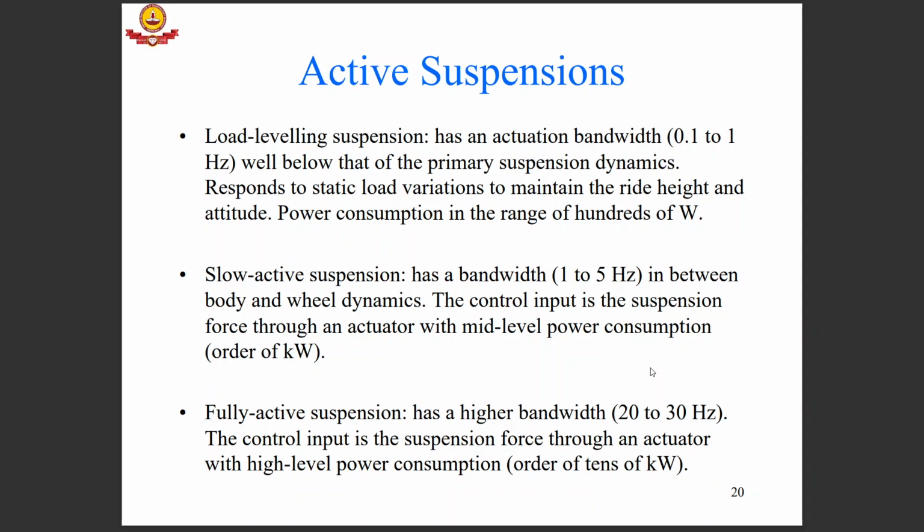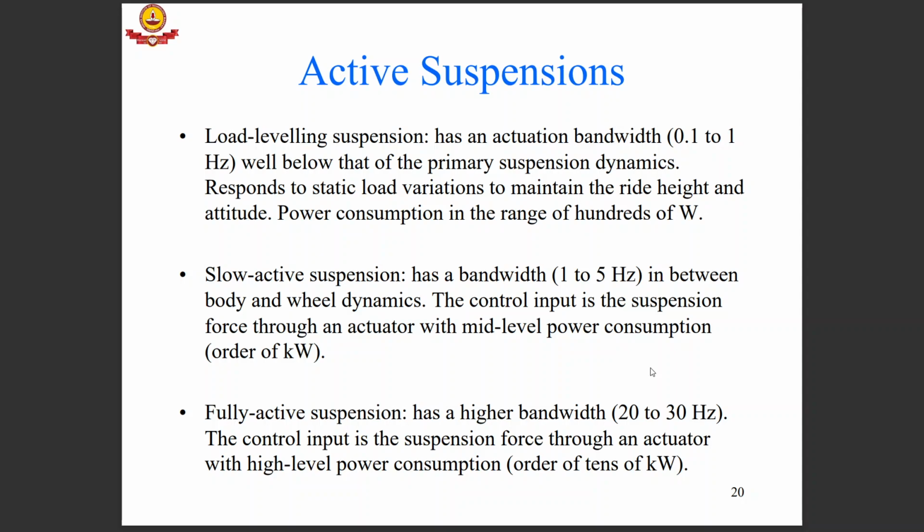So let us quickly go through categories of active suspensions. First is a road leveling suspension that has an actuation bandwidth of 0.1 to 1 Hz, which is well below the primary suspension dynamics. It responds to static load variations to maintain ride height and attitude. So the power consumption in such a case ranges in hundreds of watts. Second is slow active suspension, which has a bandwidth of 1 to 5 Hz, in between the body and wheel dynamics.